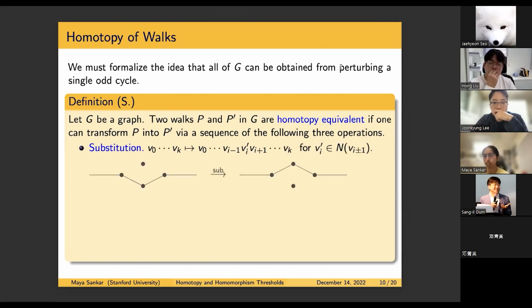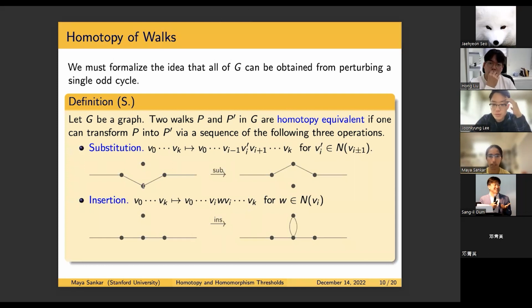So the first type of perturbations we allow are substitutions. So a substitution operation is one where we take our walk and we just change one vertex to a different vertex. So we change vertex vi to some vertex vi prime. And then the other two steps we allow are insertions, which add a there and back again step. So from vi, we go to some vertex w, then back to vi, and then continue as before. And deletions, which are the opposite of that. So if we have a there and back again step, we can remove it.